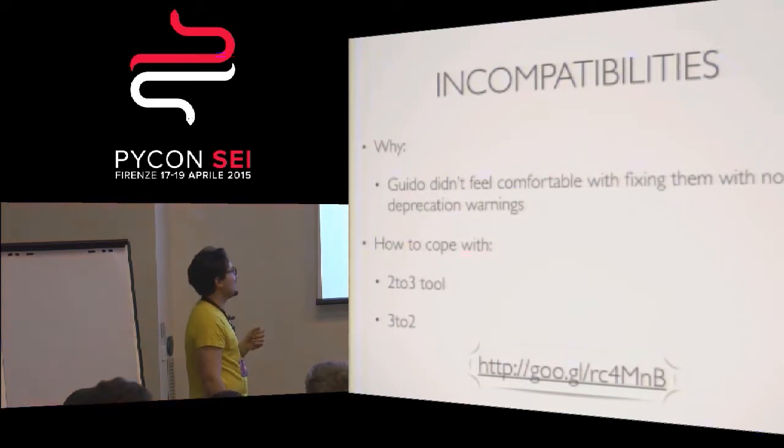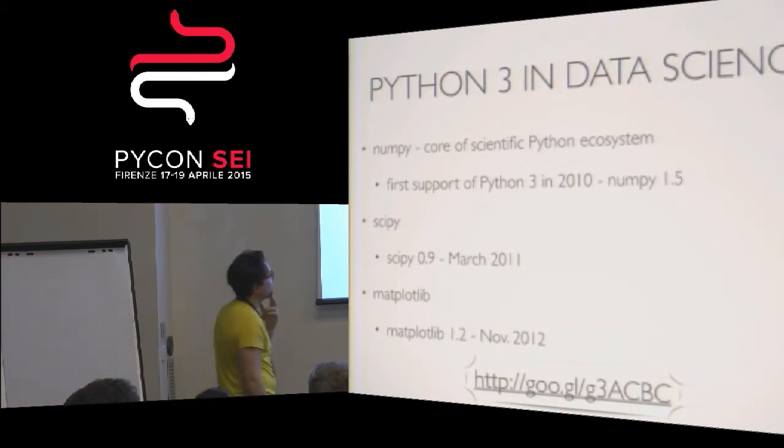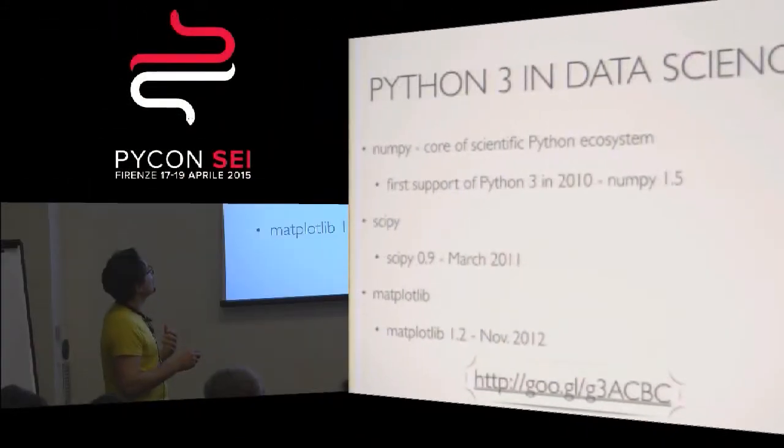So what about Python 3 in data science? Python 3 has been introduced in the data science world in recent years. I considered three of the most important packages in the data science ecosystem of Python, which are NumPy, SciPy, and Matplotlib. NumPy was the first to support Python 3, in version 1.5 in 2010.